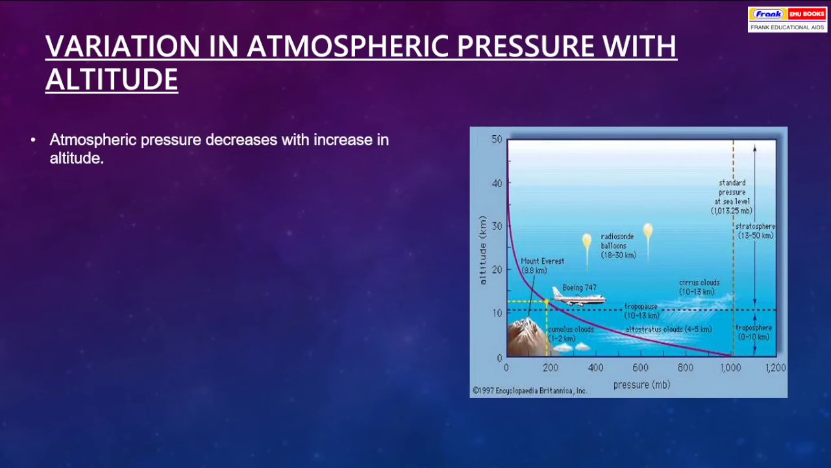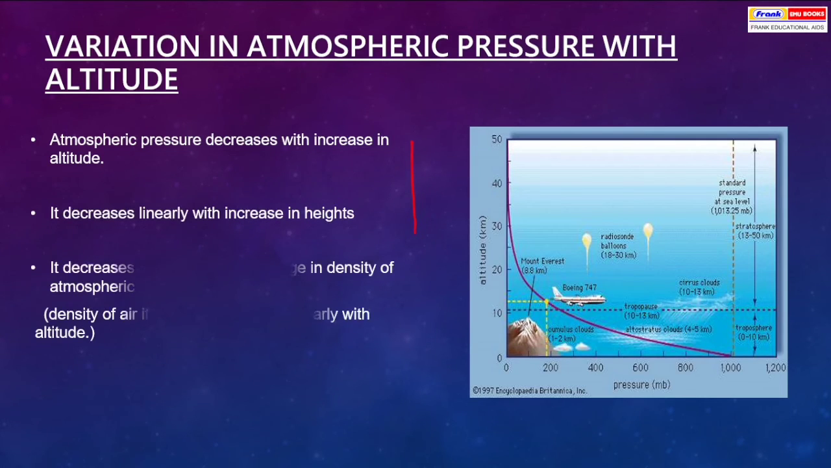Atmospheric pressure decreases with increase in altitude. That means as high above as we go, atmospheric pressure will decrease. It decreases linearly with increase in height. It decreases non-linearly with change in density of atmospheric air. That is, the density of air itself decreases non-linearly with altitude.